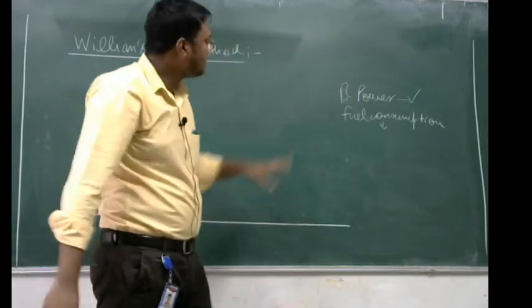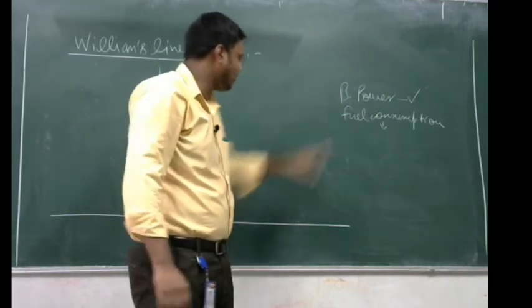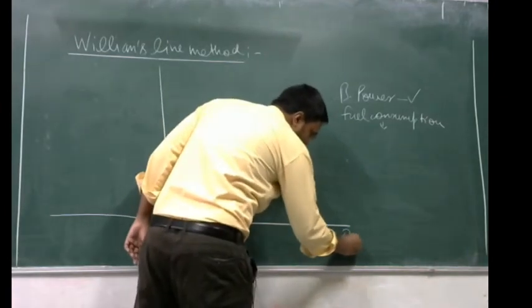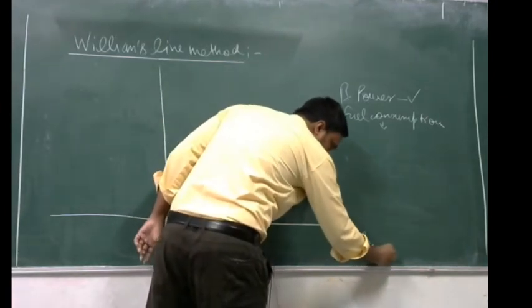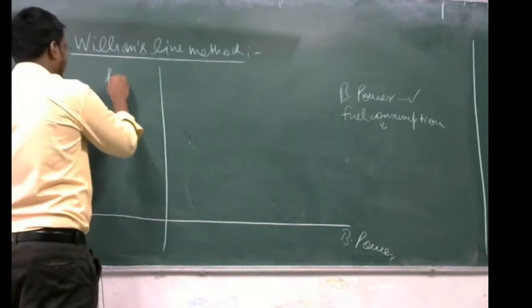Now, using this data we will plot a graph between brake power and fuel consumption. We put the brake power on the x-axis, and here there will be fuel consumption.